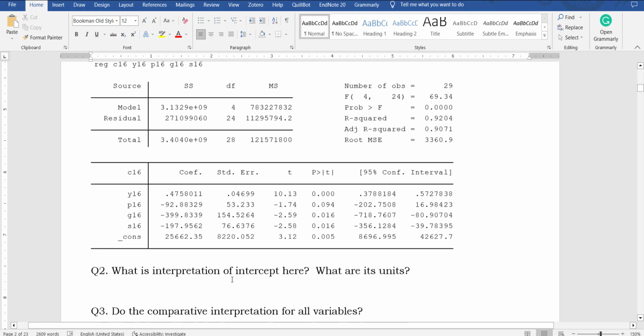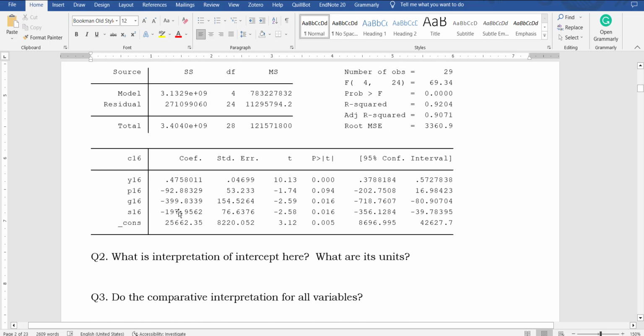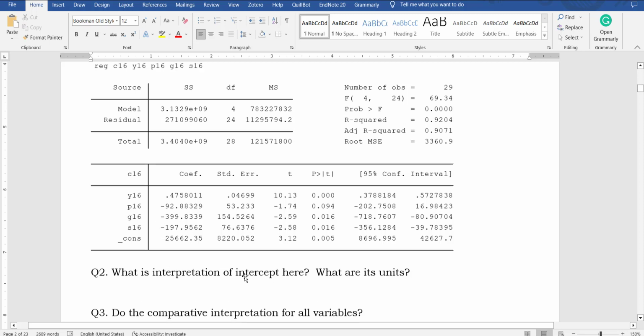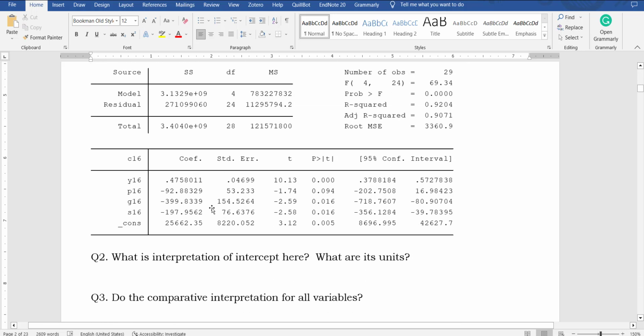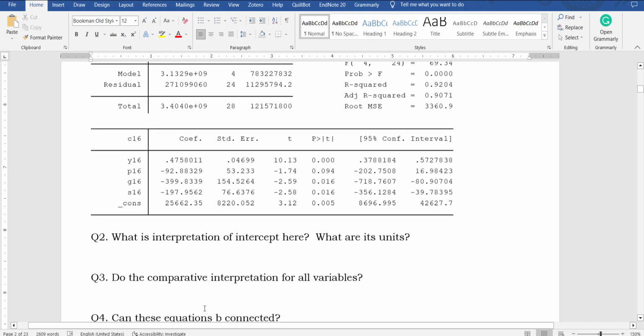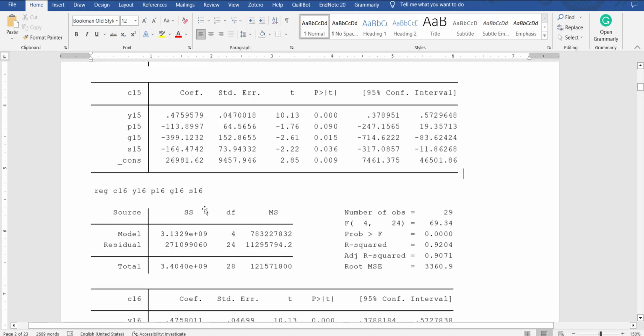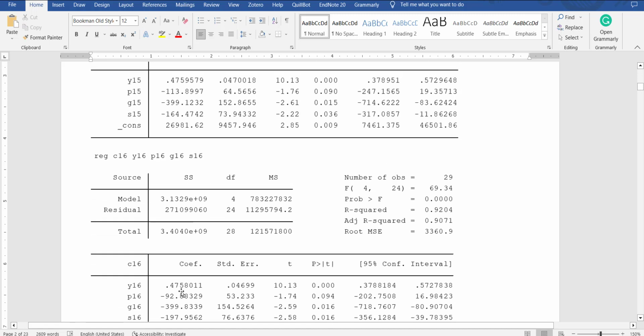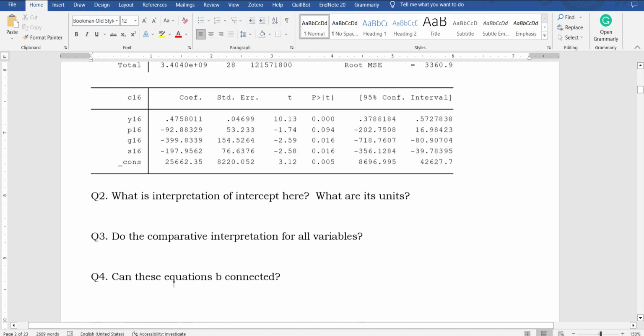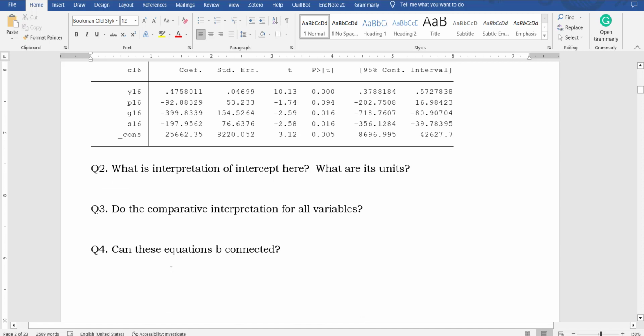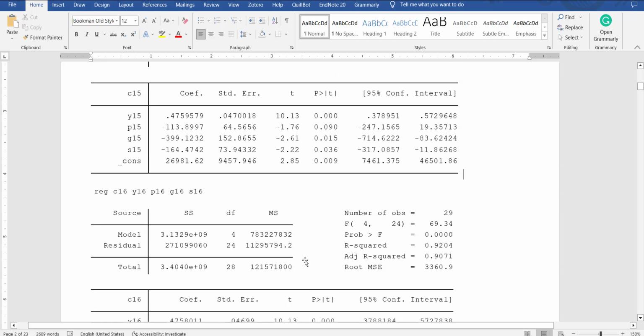So what is the interpretation of the intercept here? It is autonomous consumption, and its units are the same as the dependent variable. If you do the comparative interpretation, you will notice that most of the coefficients have similar signs, especially for the income. And can the estimation be connected? Theoretically, these two equations are cross-section equations, and can they be connected? If they are connected, then it means the two equations have some connection with each other.